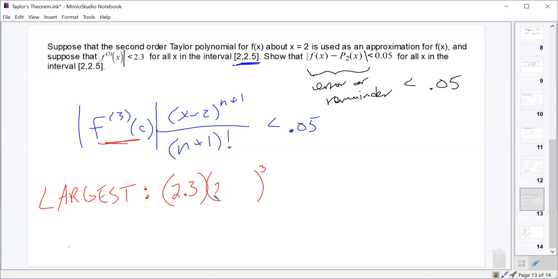Putting in the largest possible x value, we'll do that: 2.5 minus 2 over 3 factorial. And what does this equal? This is 2.3 times 1/2 cubed, which would put us with a, I'll just do this down here, right? 1/2 cubed is 2 cubed down here. And then our 3 factorial is 6. And what is 2.3 over 48?